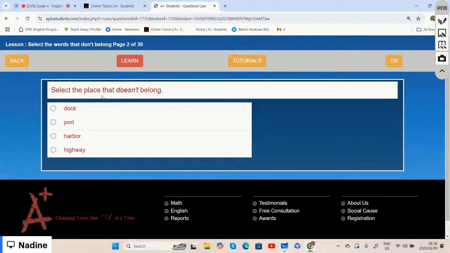We need to select the place that doesn't belong. A place that doesn't belong. Is it option one, dock? Option two, port? Option three, harbor? Option four, highway? What is a word that is not related to the other words? A place that doesn't belong.